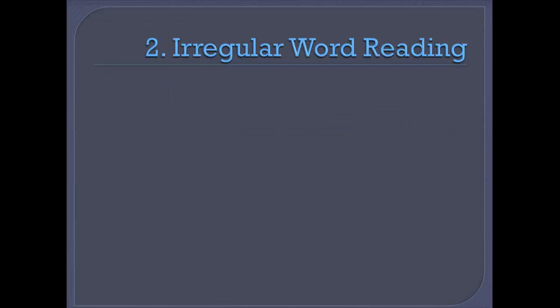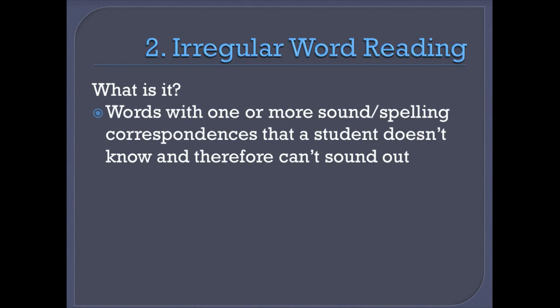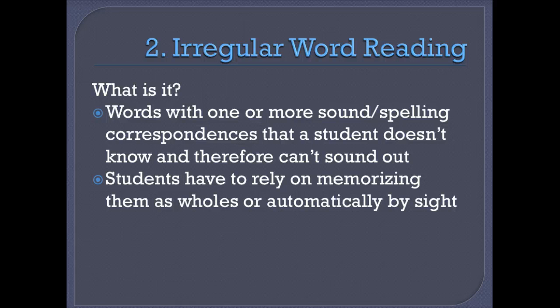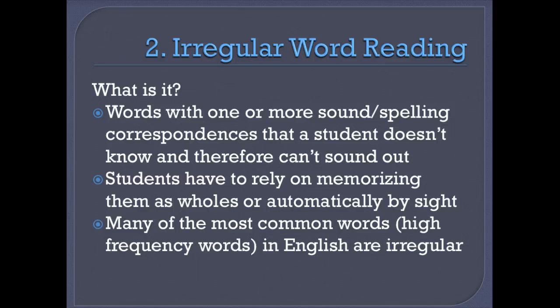Okay, so irregular word reading. So what is it? Words with one or more sound spelling correspondences that a student doesn't know and therefore cannot sound out. Students have to rely on memorizing them as wholes or automatically by sight. Many of the most common words, high-frequency words in English, are irregular. So sometimes these are the words that do not follow the basic decoding rules. These words are often learned as sight words when children first learn how to read.